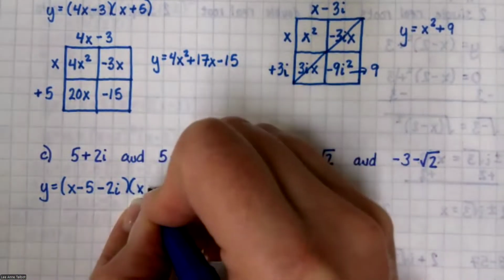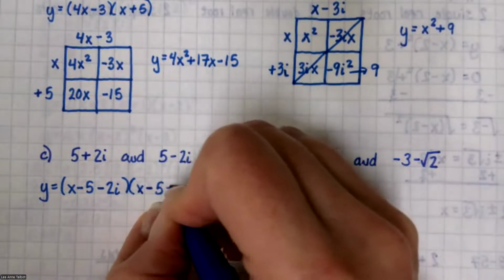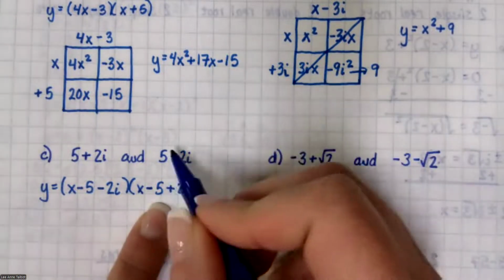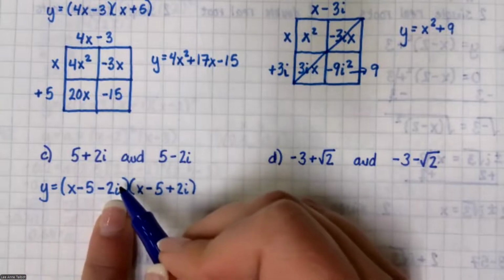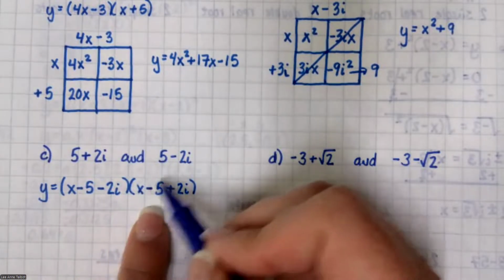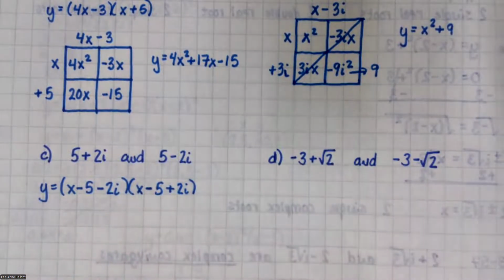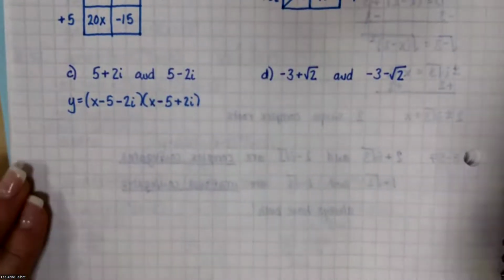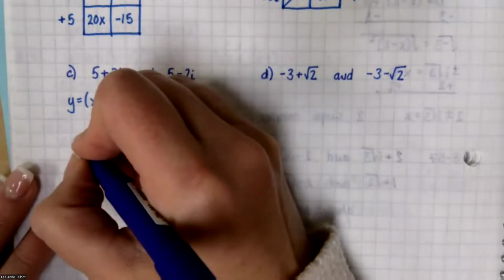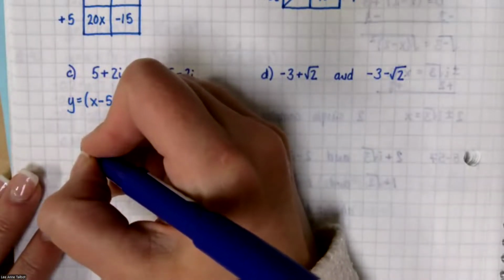X minus 5 plus 2i. That's this one. So x, switch sign, switch sign. X, switch sign, switch sign. Okay, now what size box is this? You're not going to like the answer. It's a 3 by 3.